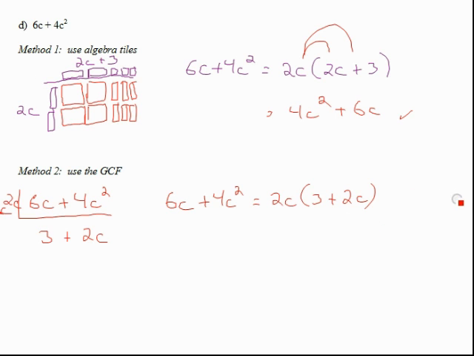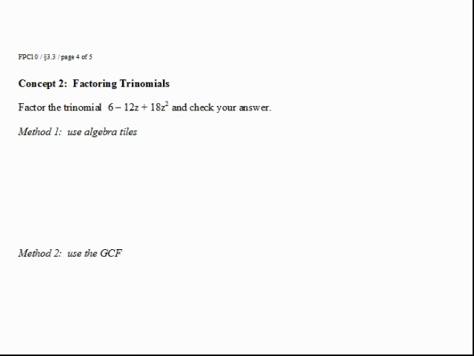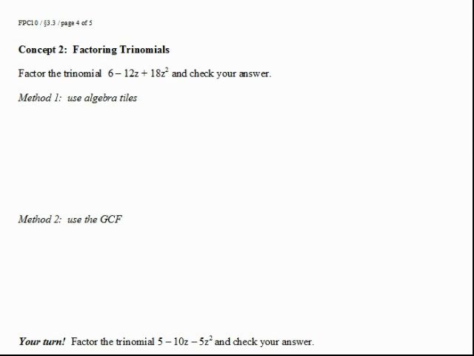Okay, on to the next part, which is factoring trinomials. So a trinomial means there are 3 terms. So using algebra tiles for this, this is going to take a while to draw out, so I'm actually going to pause the video. But when you're factoring trinomials, you don't make a rectangle, you make puddles.